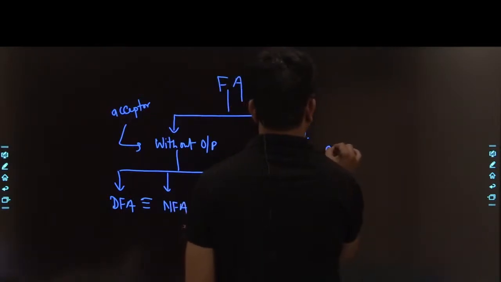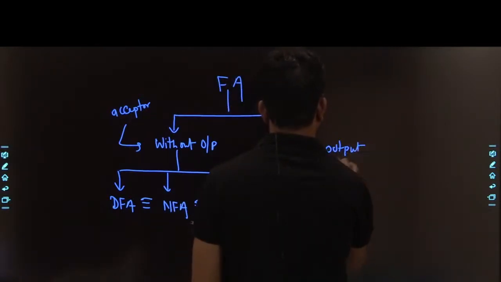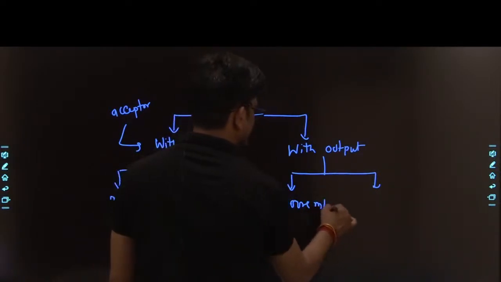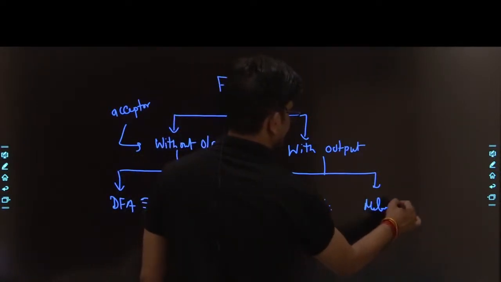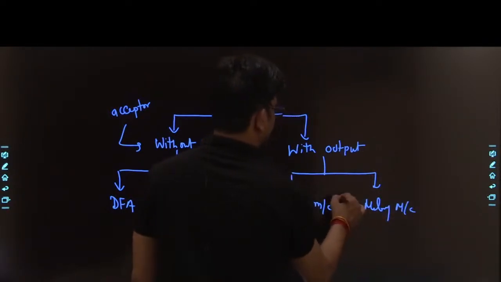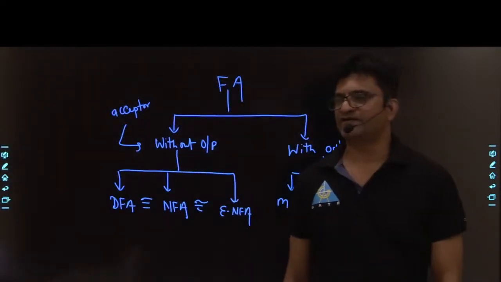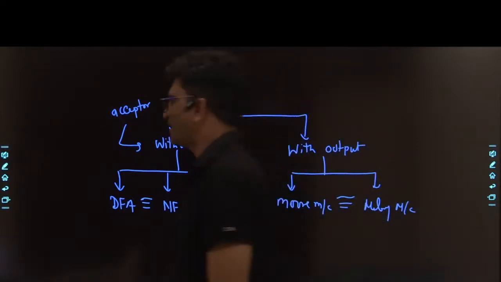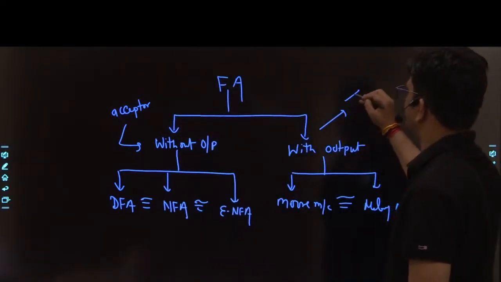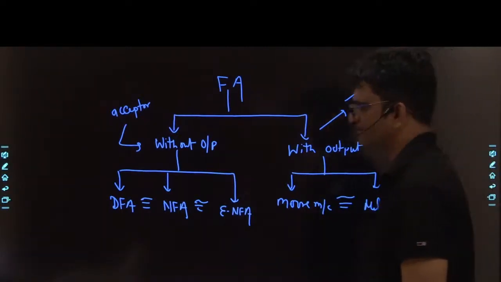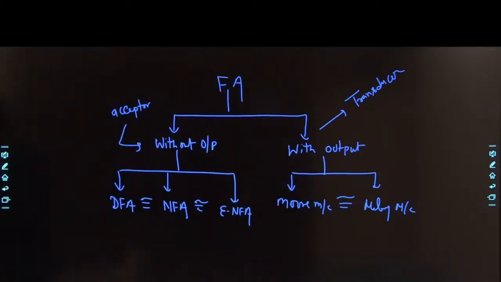Now the next part is finite automata with output. This divides into two categories: Moore machine and Mealy machine. The expressive power of both machines is the same. In the next lecture we will see finite automata with output generator. This is also known as transducer. Clear?